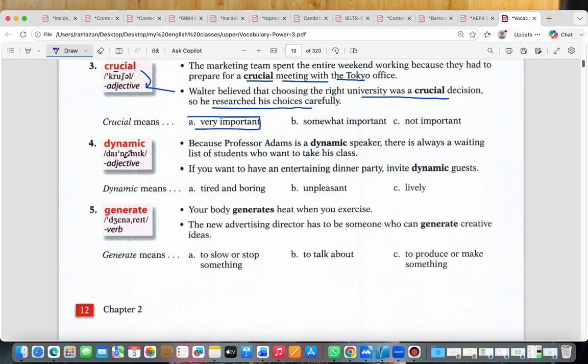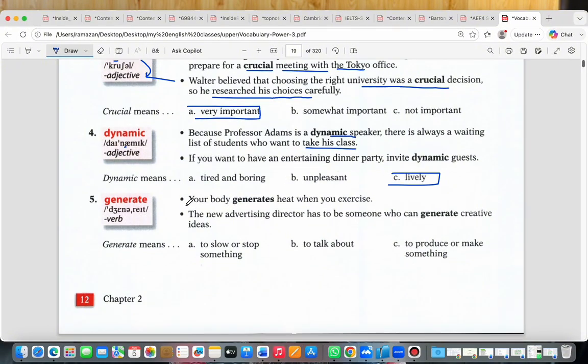Dynamic, the stress is on the second syllable, okay, means lively. So it's an adjective actually. You can use it as an adjective. Look at the examples here. Because Professor Adams is a dynamic speaker, there is always a waiting list of students who want to take his class. So dynamic speaker, a lively speaker. I hope you got this word.